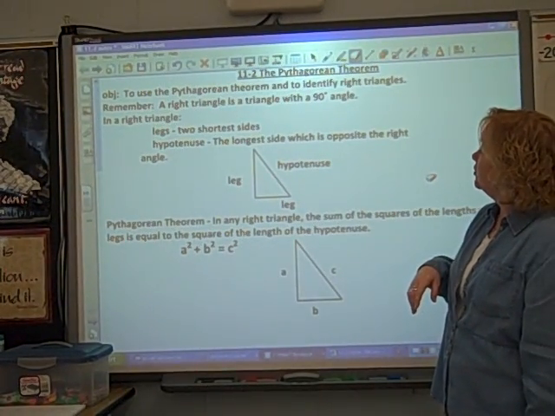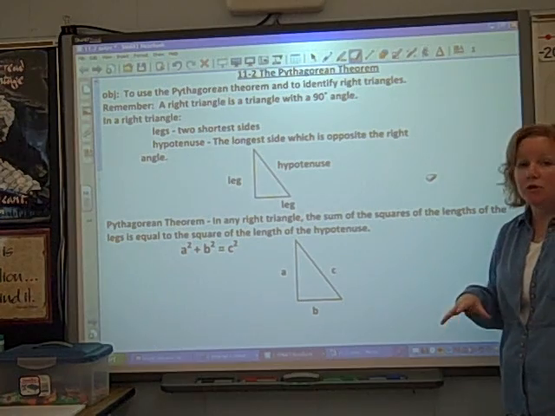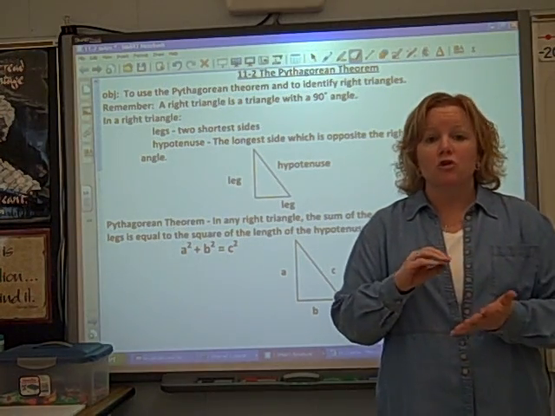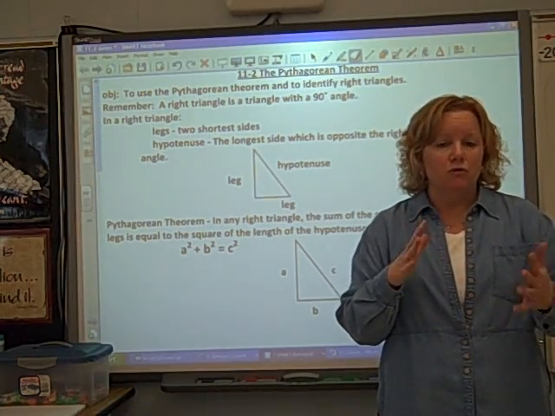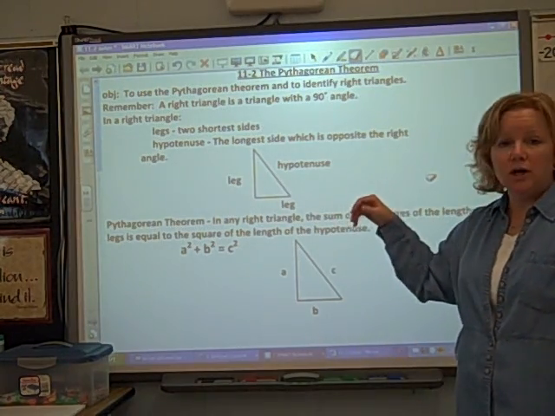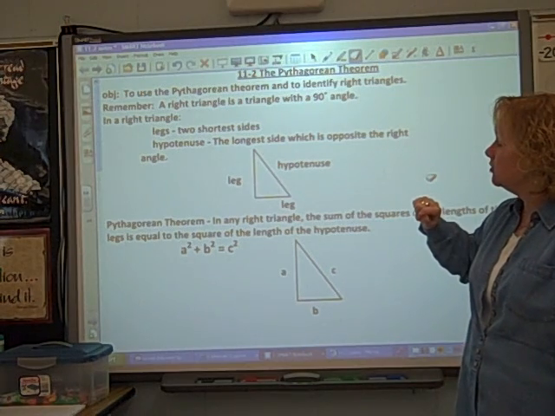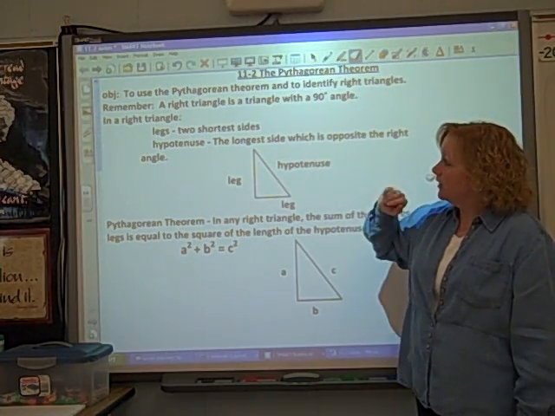We are doing 11-2, the Pythagorean theorem. You did this last year. You're going to need it for high school placements, and you're going to need it for ISAT. So we're going to go over it. We're moving on to chapter 11. We're doing 11-2 today. So a couple of things to remember.